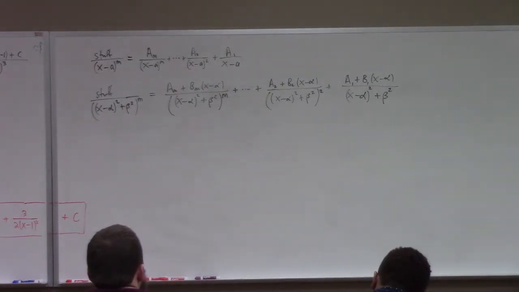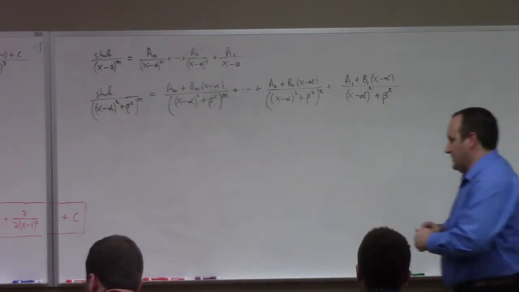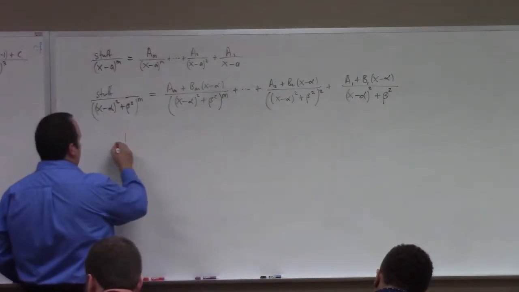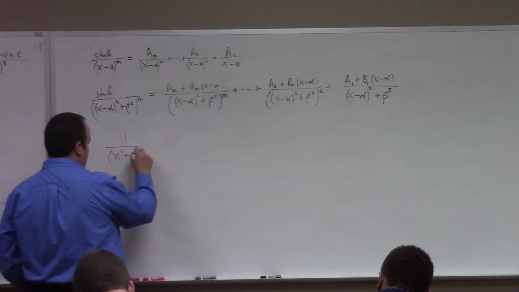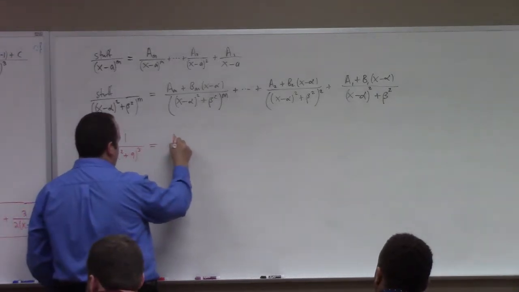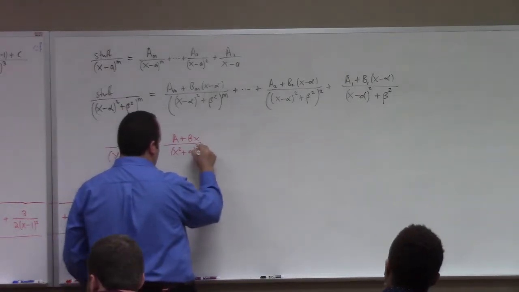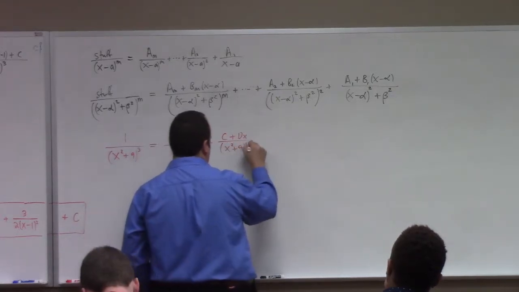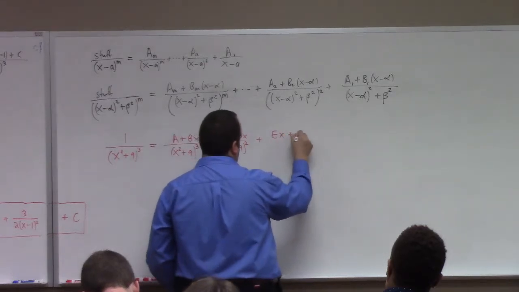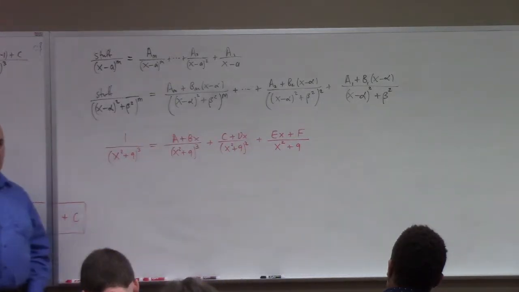Anyway, that's what you have to put in the partial fractions decomposition if you've got 1 over an irreducible quadratic. For example, let me be really specific here. If I had 1 over, just to keep things simpler, x squared plus 9 cubed, the partial fractions decomposition I'd have to go with would be something like this: A plus Bx over x squared plus 9 cubed, plus C plus Dx over x squared plus 9 squared, plus Ex plus F over x squared plus 9. I can integrate all those things.